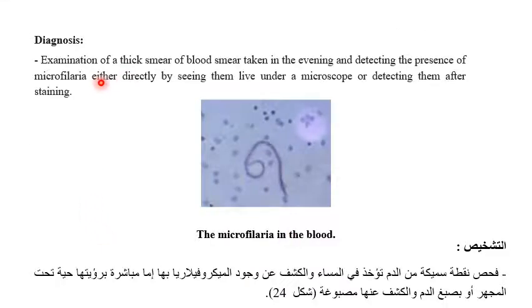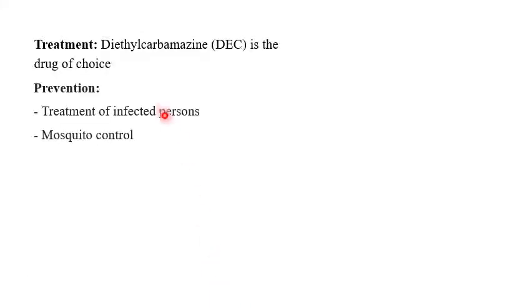Diagnosis: by examination of a thick smear of blood taken in the evening and detecting the presence of microfilaria, either directly or by seeing them live under a microscope or detecting them after staining. As you see, this is the microfilaria. Treatment: diethylcarbamazine is the drug of choice. Prevention: treatment of infected persons, mosquito control.